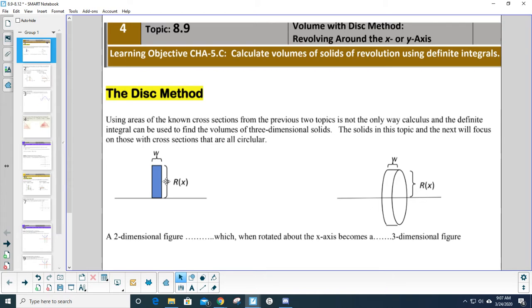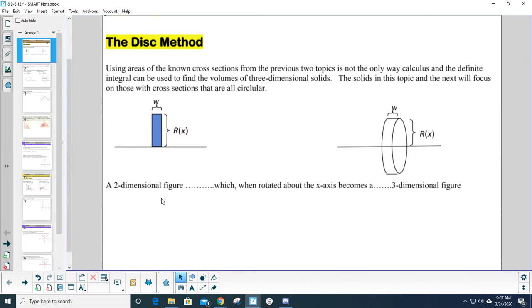And basically, if I take this rectangle right here, this blue rectangle, it has a width and it has a height of r sub x. If I take it and I rotate it, it's going to make this disk shape over here. And you all know when you have a disk shape like this, if I look at the front surface of it, this is just a circle, pi r squared. So we're going to be using pi r squared to find the areas. And we're just going to take a shape and rotate it about the x-axis or the y-axis or another line to find the volume of it.